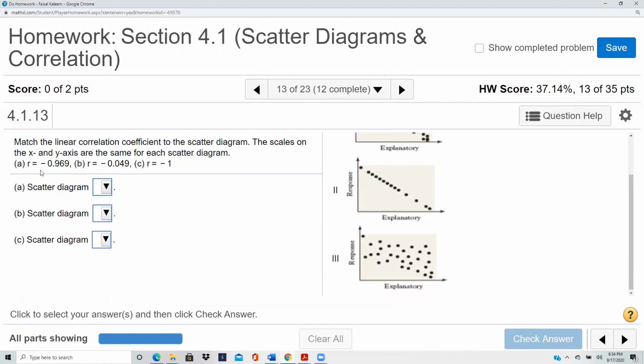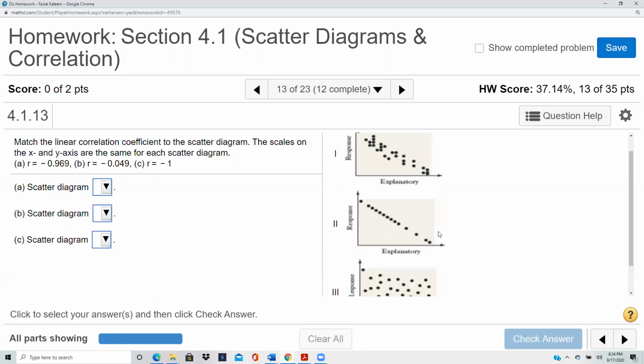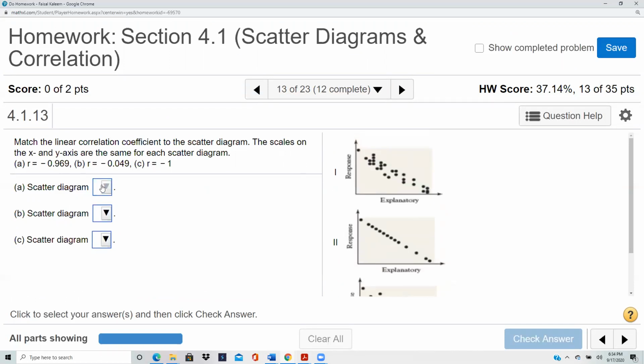So A was strong negative, and we said strong negative is the first one. B was no correlation, so that's the last one. And -1 is perfect negative, so that's the second one.